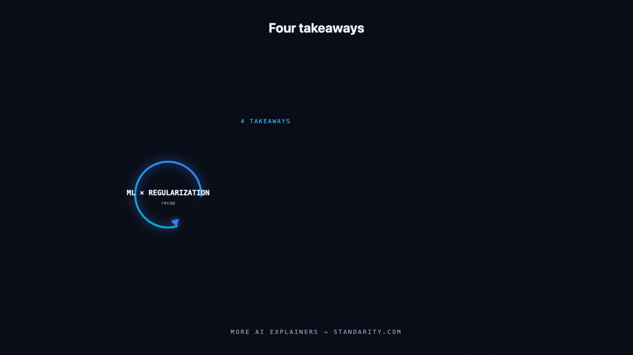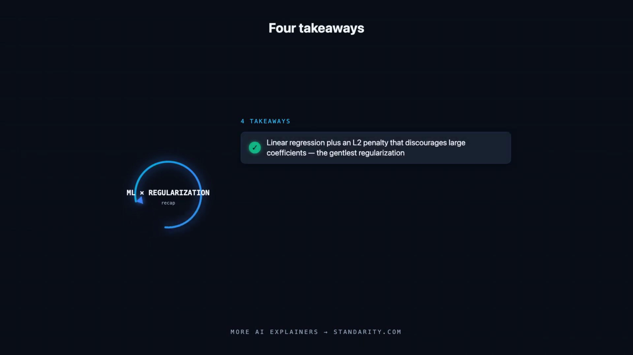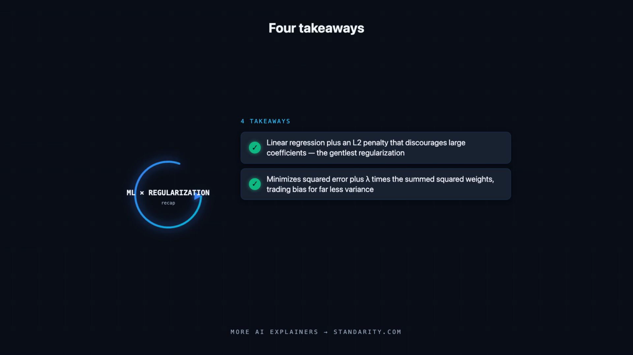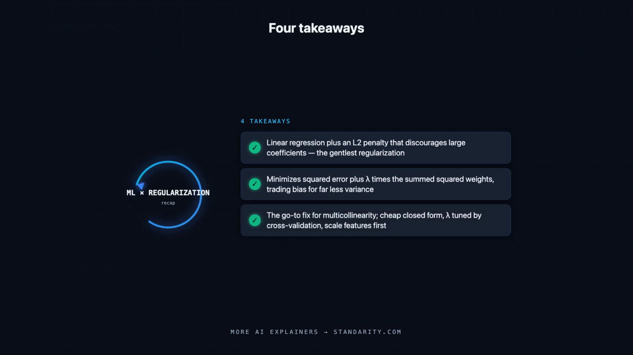All right, let's lock in what matters. Ridge regression is linear regression plus an L2 penalty that discourages large coefficients, the gentlest and most common form of regularization. It minimizes squared error plus lambda times the sum of squared weights, shrinking every coefficient towards 0 to trade a little bias for far less variance. It is the go-to fix for multicollinearity.